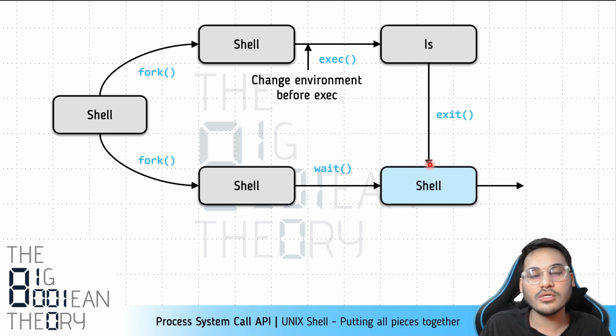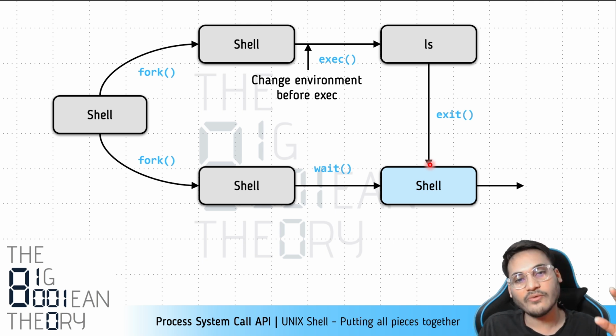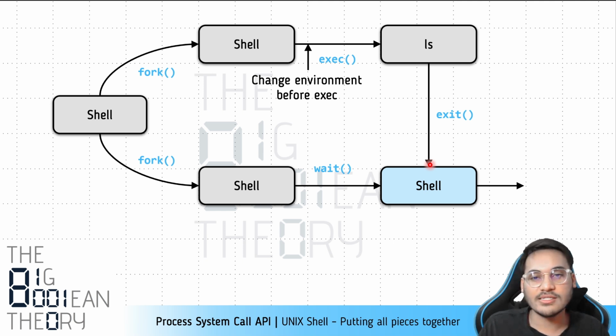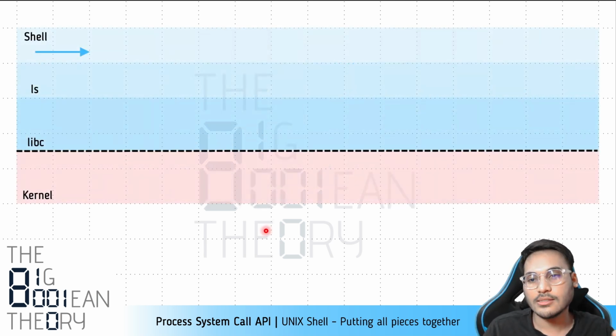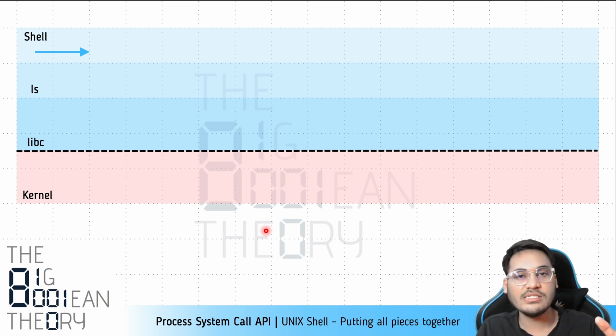So this is how the Unix shell works, and you can see how all of the system calls that we studied till now are put together, and you can see all of them working together to build the Unix shell. Right now we will discuss the timeline flow in a more diagrammatic way. Let's see that next. So now let us see the same thing, the working of the Unix shell, but this time we'll see a timeline diagram that will help us to understand and visualize things in a better way.